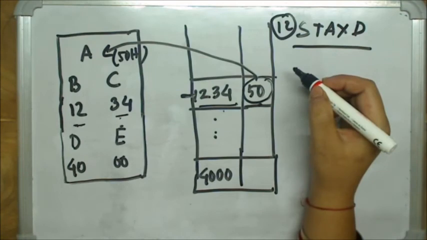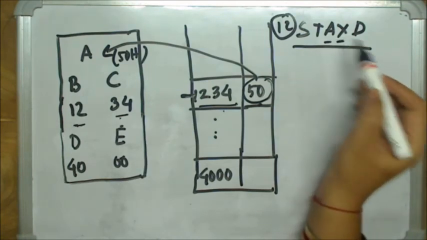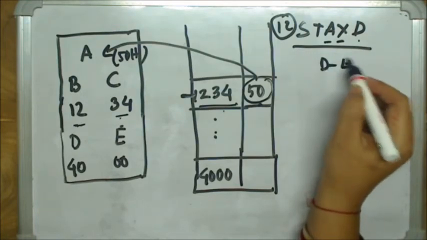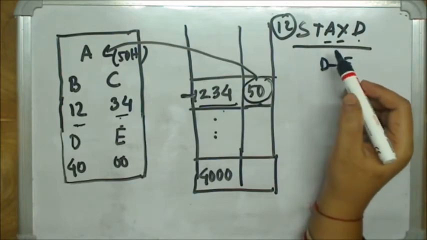Okay. What does STAX D mean? Store the content of accumulator. Now X means D is indicating a D pair, right? So when you see STA, what does it mean? Store the content of accumulator.